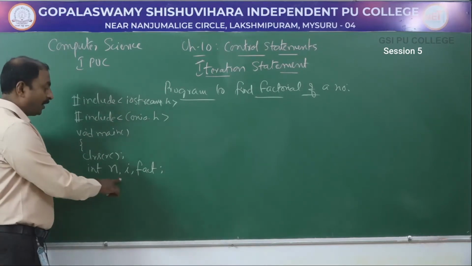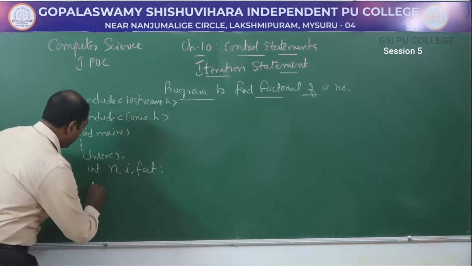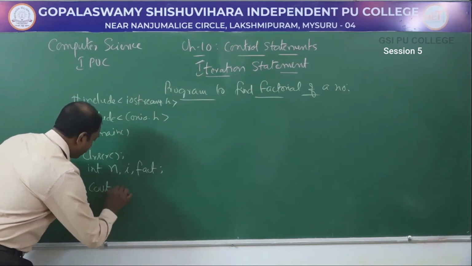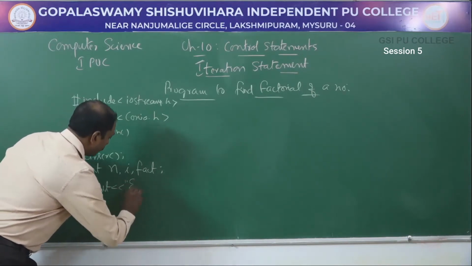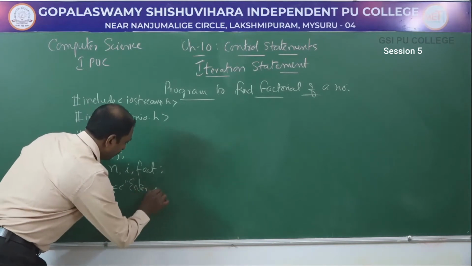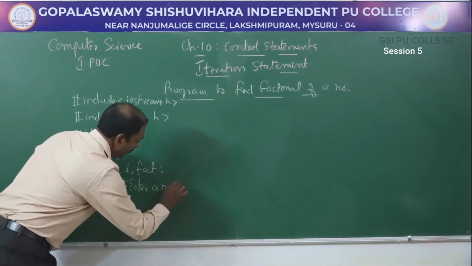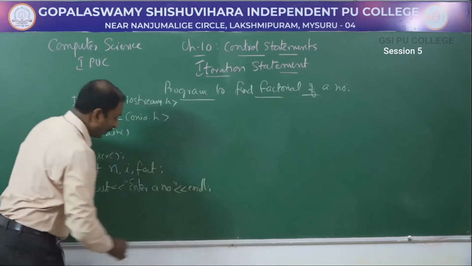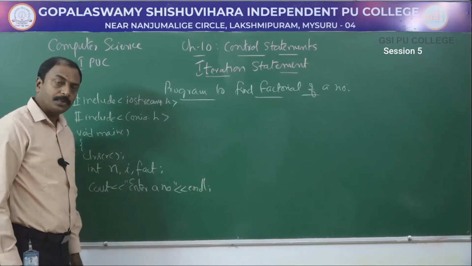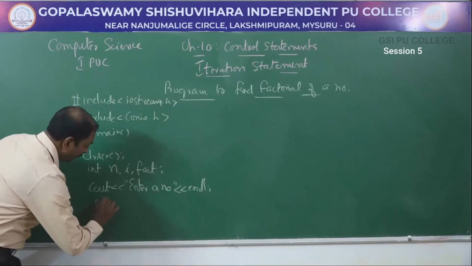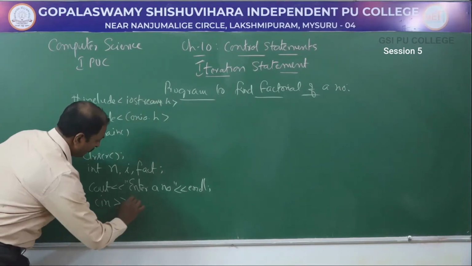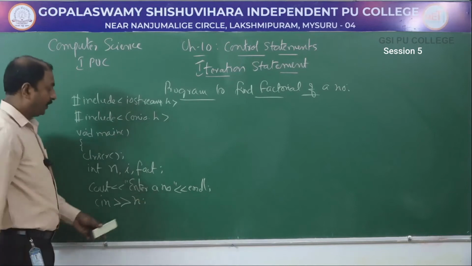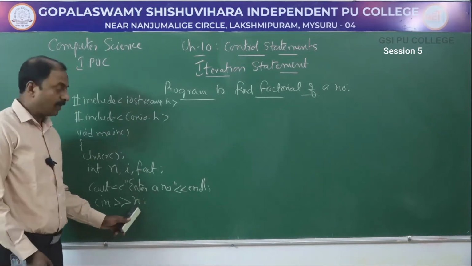So, next step is we have to enter a value for n. So, we can display a message, cout, enter a number. Then after this we have to make use of an input statement to accept the value, that is cin, n is the variable. So, we have to enter a value for n.